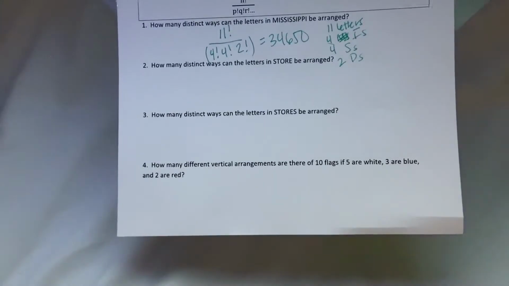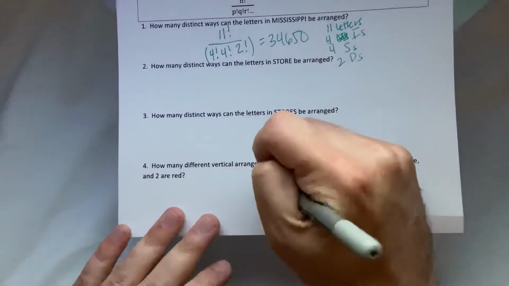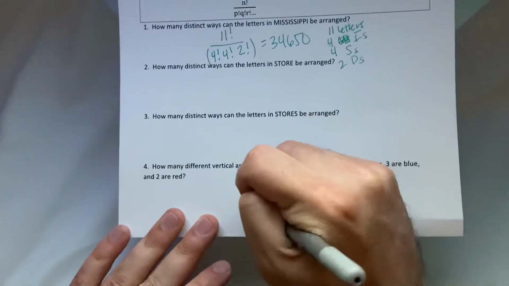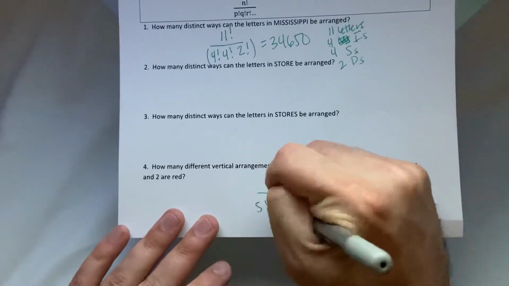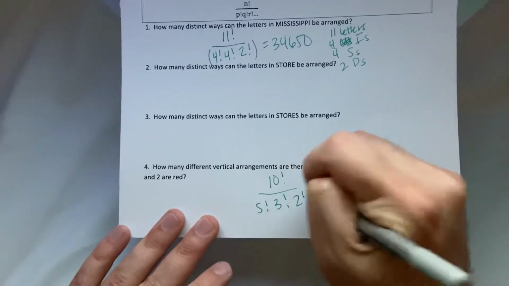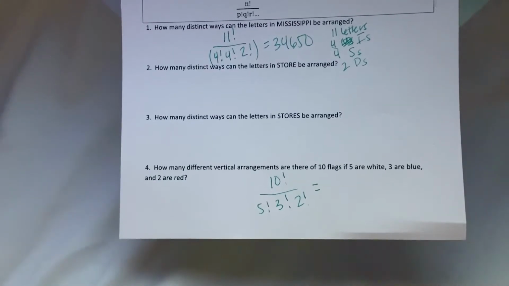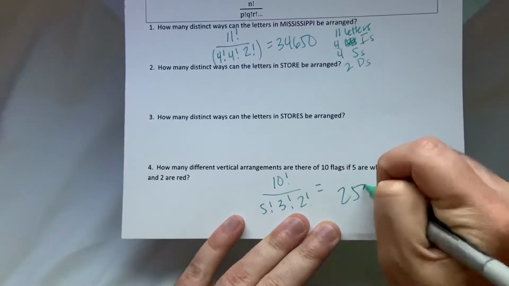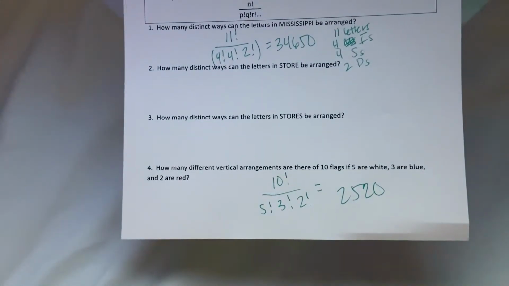We'll do 4 though. How many different vertical arrangements are there of 10 flags if 5 are white, 3 are blue, 2 are red? This is exactly the same as the letter problem, only the repeating colors are the repeating letters. So it's 10 flags total in the numerator. We need a 5 factorial for the whites, 3 factorial for the blue, and a 2 factorial for the red in the denominator. And this is 2,520. Now these are still permutations because order matters.